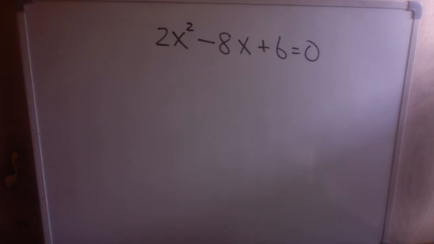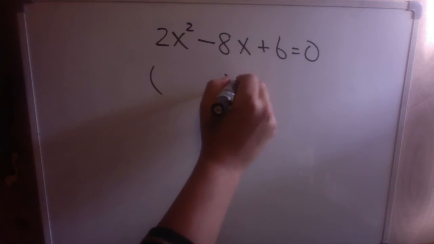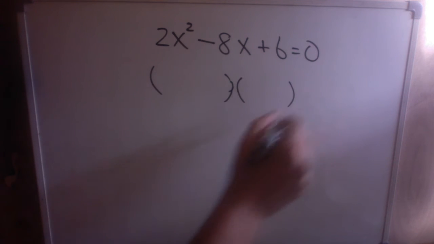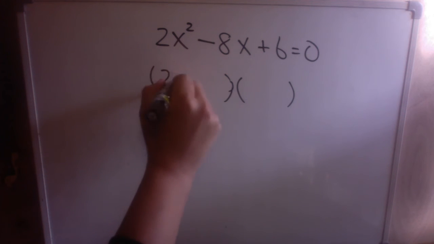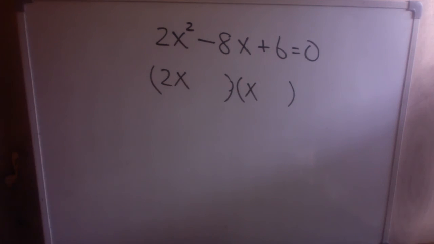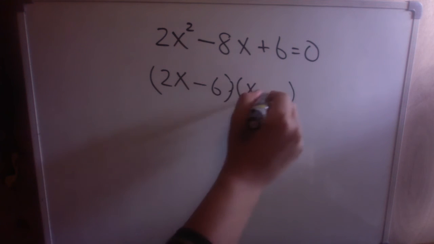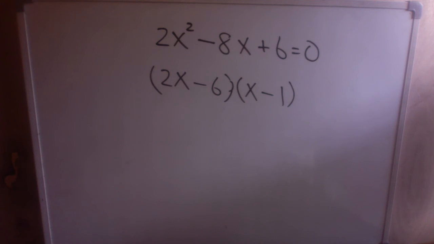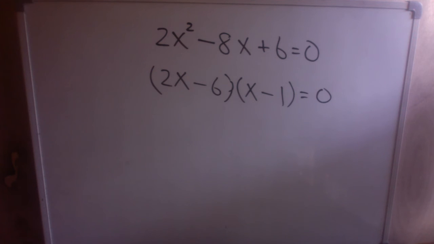Okay, we have our next problem. We have 2x squared minus 8x plus 6 equals 0. You solve this the same way you did the previous problem. So let's factor the left-hand side. This can be factored as two factors. You split 2x squared into two factors, so we have 2x and x. And 6 can be split into minus 6 and minus 1, like that. So we have our factors, and this equals 0.